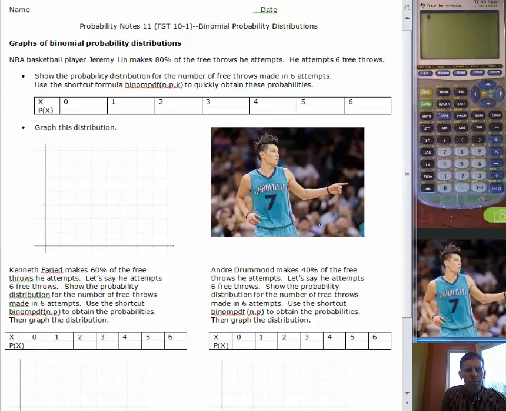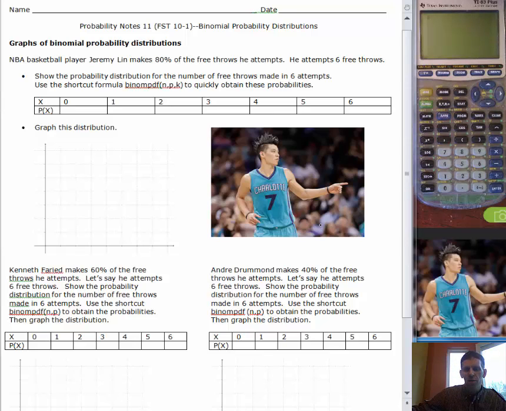I'd like you to show the probability distribution for the number of free throws he'd make in 6 attempts. In other words, what's the probability that he makes 0 free throws, or 1, or 2, all the way up to 6? Now we're going to use the shortcut formula binom PDF NPK to quickly obtain these probabilities.